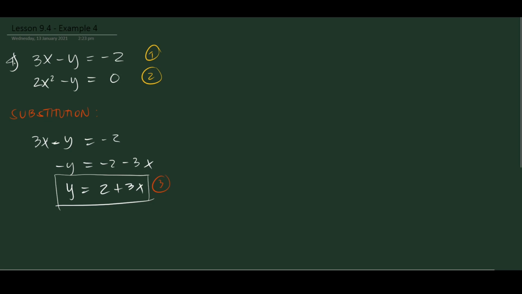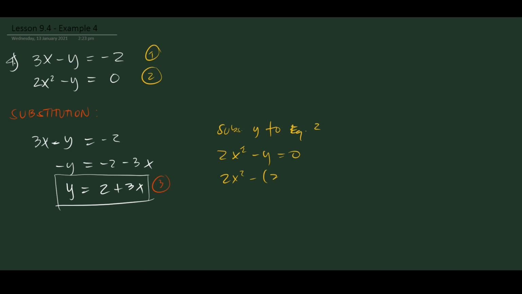So if we substitute y into equation 2, what do we get? 2x squared minus y is equal to 0. So 2x squared minus (2 plus 3x) is equal to 0. So 2x squared minus 2 and then minus 3x is equal to 0. Let's rearrange it: 2x squared minus 3x minus 2 is equal to 0.